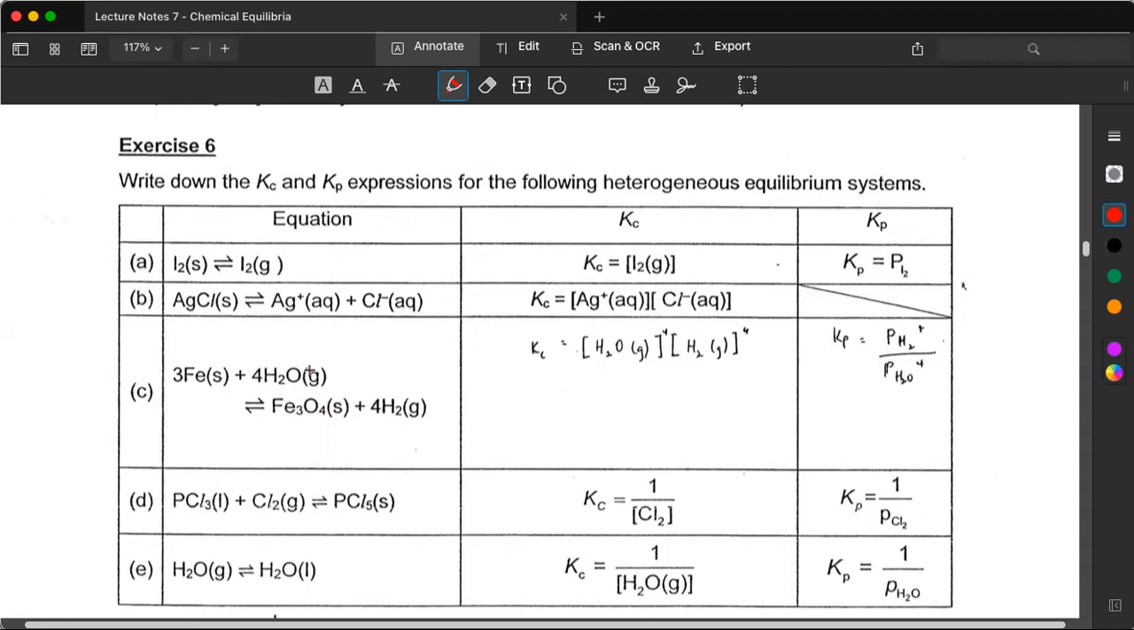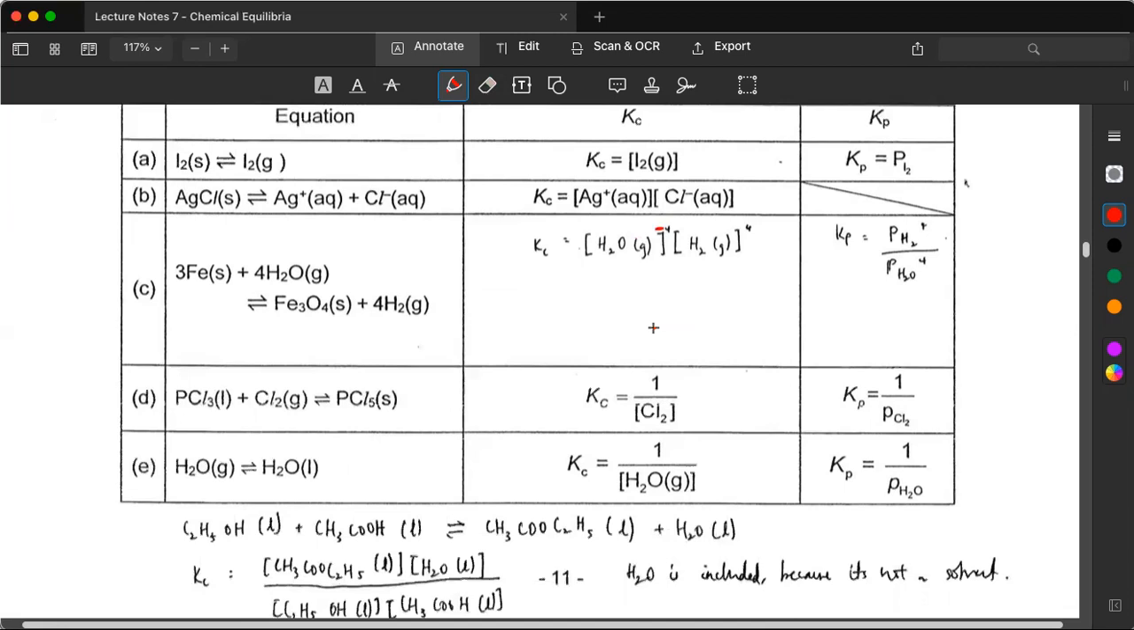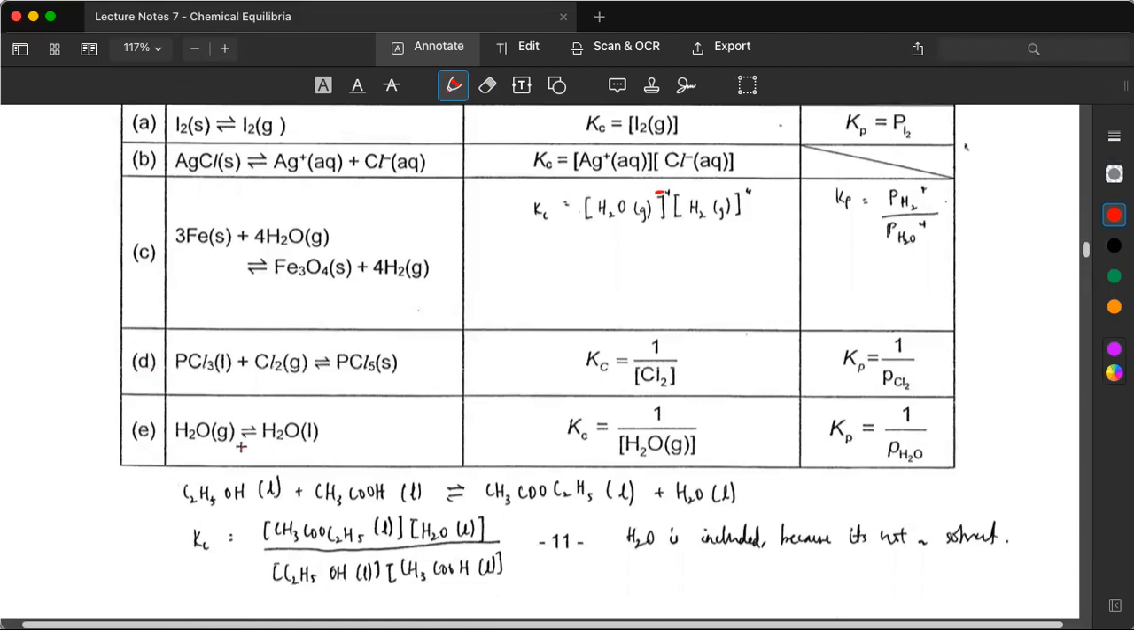Then for this one, you just don't care about this. Don't care about this one. So you just have H2 and H2O. All right. This is not correct. It should be here, minus. Okay. Next. Then you have this one. I think can just ignore this one. And this one is just this one. It's 1 over Cl2 because Cl2 is the reactant. Then this one, you just ignore this one. You just have 1 over H2O(g).